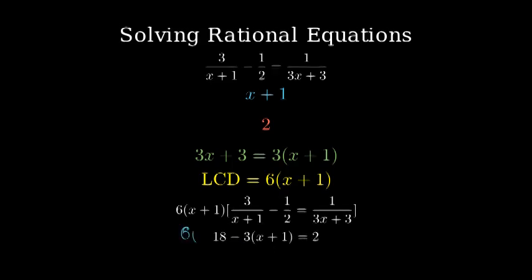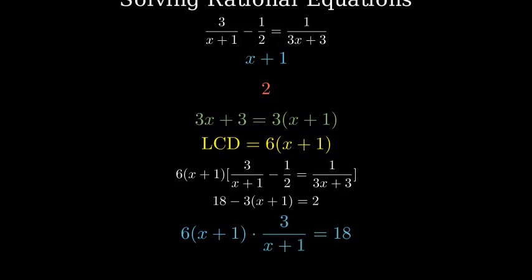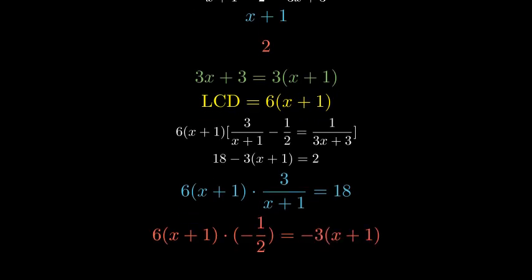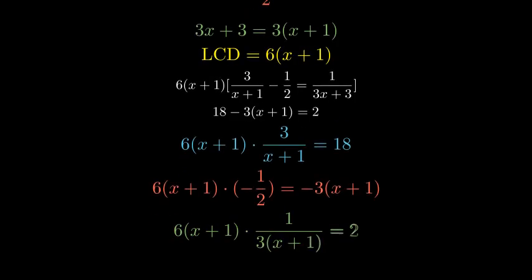For the first term, 6 times x plus 1 times 3 over x plus 1 simplifies to 18. For the second term, 6 times x plus 1 times negative 1/2 gives us negative 3 times x plus 1. And for the right side, 6 times x plus 1 times 1 over 3x plus 3 simplifies to 2.